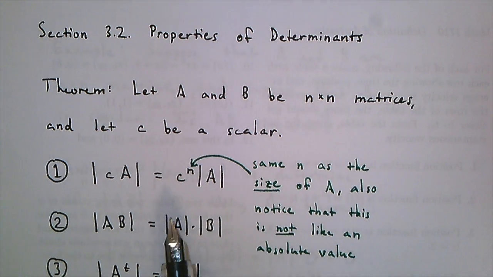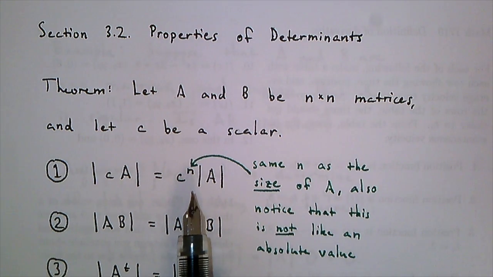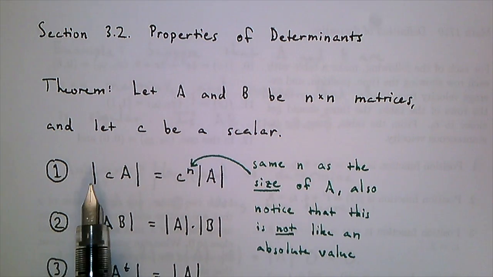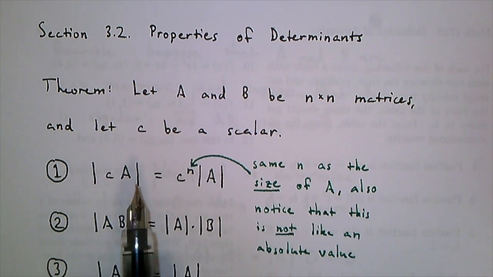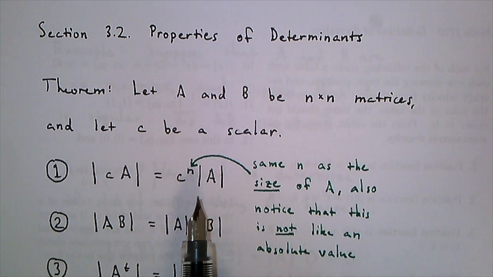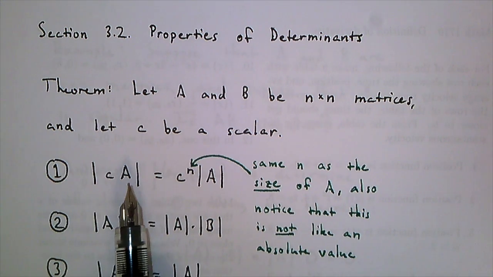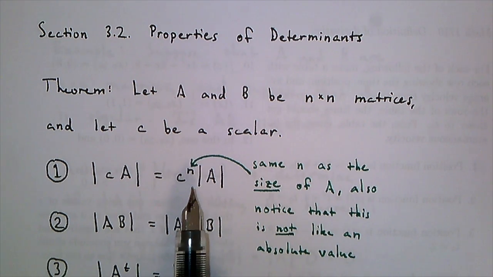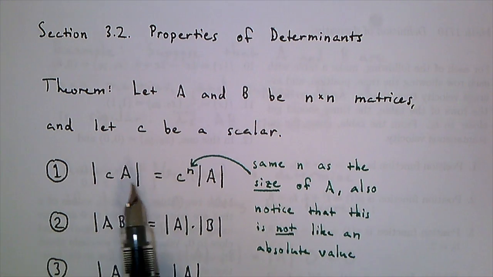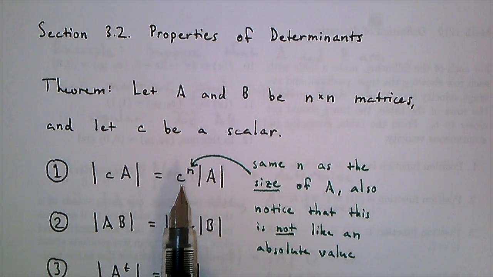Another thing you should notice is that this is not the same way that absolute values work, even though we use the same kind of notation, this vertical bar notation, as absolute values. Because if this were an absolute value, this scalar would also have an absolute value on it. But if C is negative, then you have to pull the minus sign out with the C.